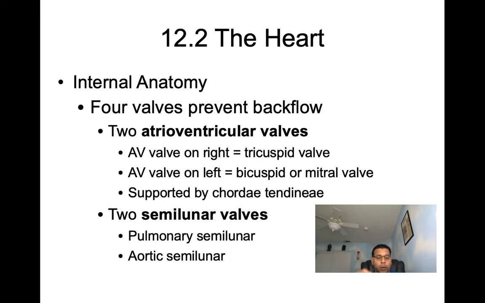The other 2 valves are going to be found between the ventricles and their attached vessels. And these valves are going to be called the semilunar valves. So you have one pulmonary semilunar valve, and the other is called the aortic semilunar valve. The pulmonary semilunar valve is going to be found lying between the right ventricle and the pulmonary trunk. The aortic semilunar valve is going to be found between the left ventricle and the aorta. So let's check that out.